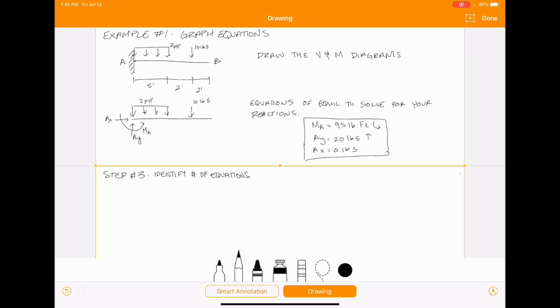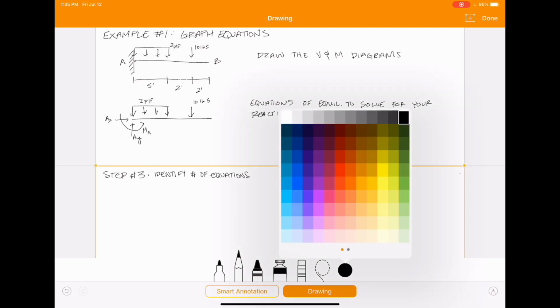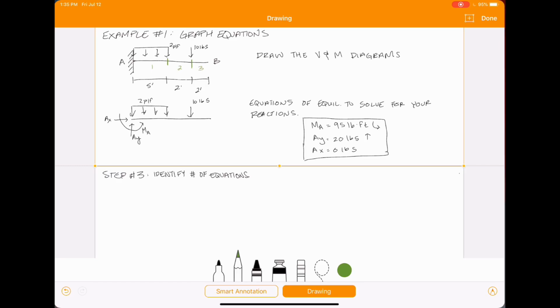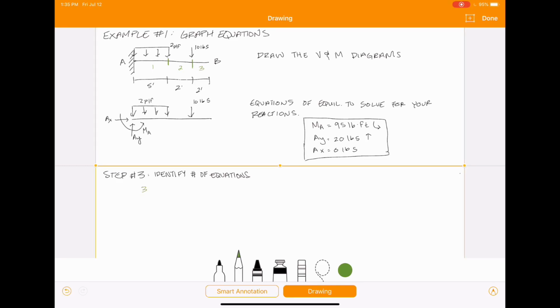When you're drawing a shear and moment diagram, your shear and moment equations are going to change anywhere along your beam where the loading changes. So in this example, our equations for shear and moment are going to change here and here. So the beam is split up into 1, 2, 3 different sections. So there's going to be 3 different sets of shear and moment equations.